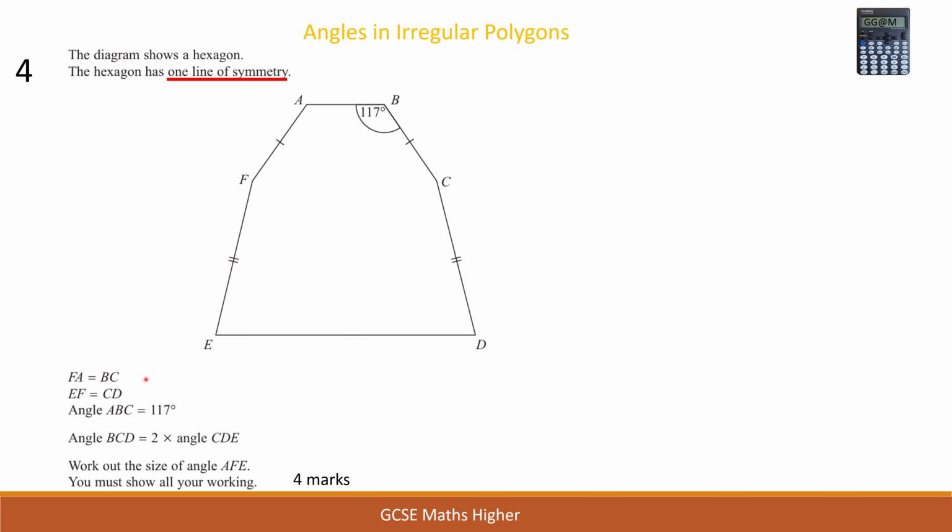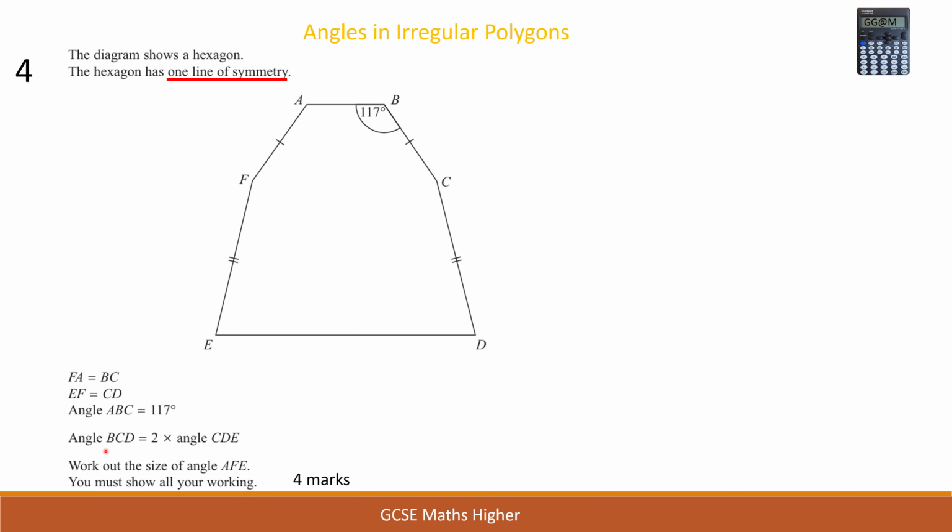You were told some lengths that FA and BC are equal to each other, as you can see in the diagram. Same here for this next bit of information is shown in the diagram. The next, the angle ABC is written in your diagram. So from A to B to C, this angle here, 117.